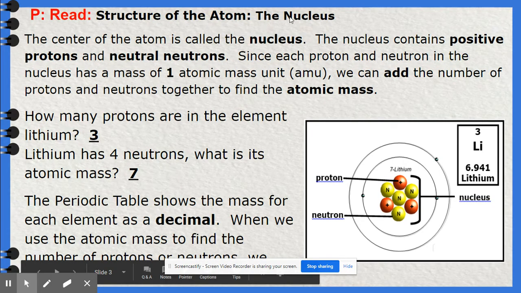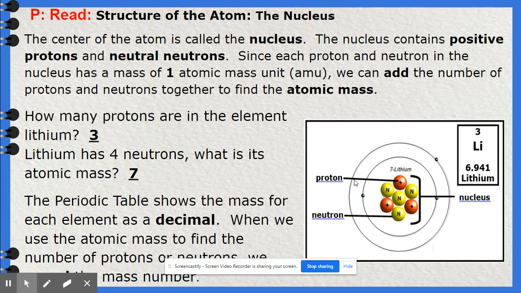Structure of an atom. Let's read about the nucleus. The nucleus is the center of the atom. The nucleus contains positive protons and neutral neutrons. Since each proton and neutron in the nucleus has a mass of 1 atomic mass unit, AMU, we can add the number of protons and neutrons together to find the atomic mass.